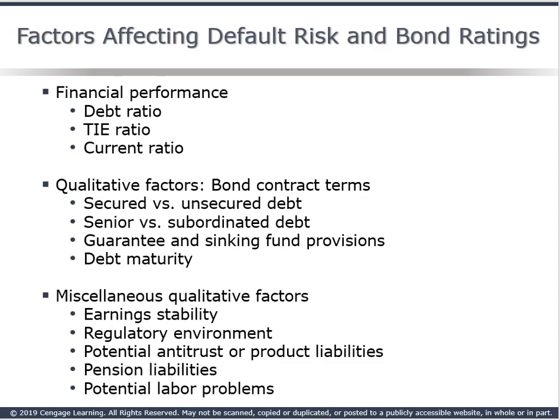So factors that affect the bond rating, going back to the financial ratios chapter, are the debt ratio, the times interest earned ratio, and the current ratio. As those ratios deteriorate, we would see a lower debt rating. There are also qualitative factors. We see here certain bond terms: secured versus unsecured. Secured meaning there's collateral, unsecured meaning there's not collateral. Senior versus subordinate debt, the order in which debt is paid off in a liquidation. Also, is there a sinking fund available for which debt would be repaid? Also, the maturity of debt would affect risk.